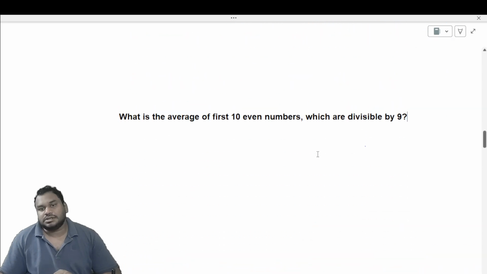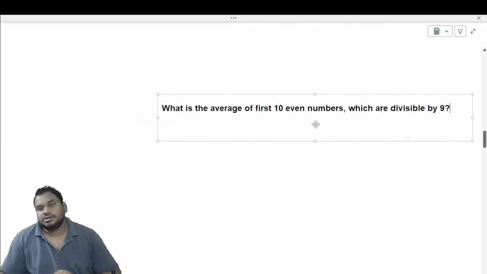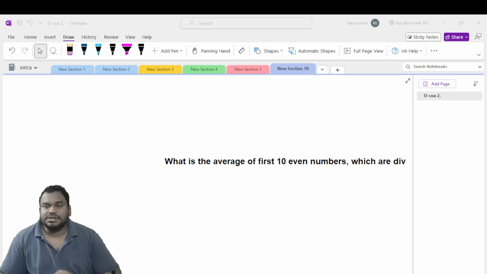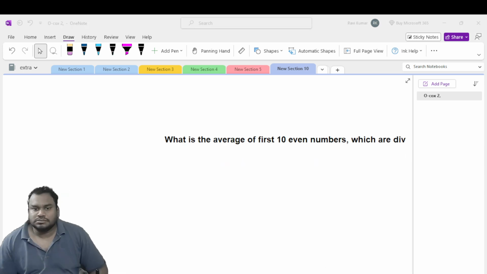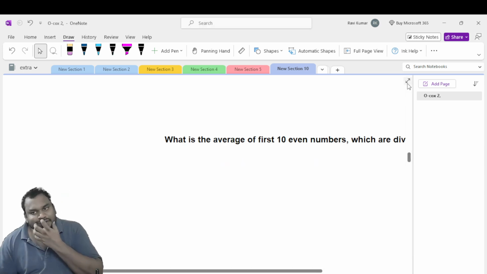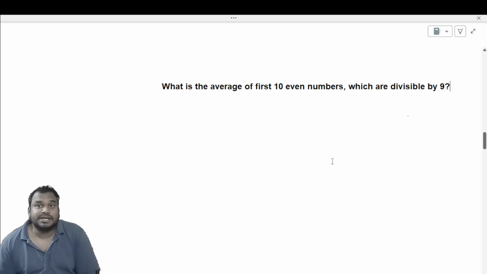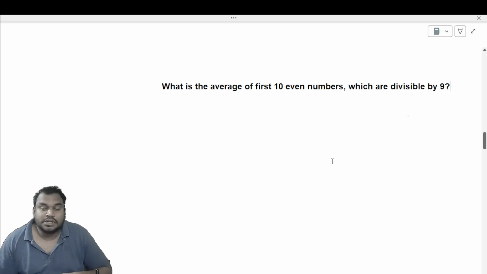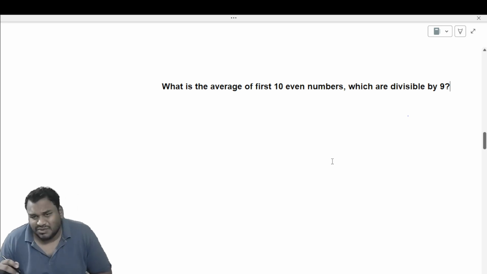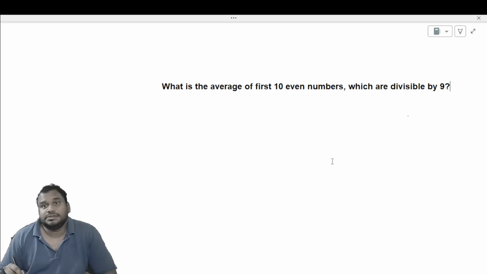Next, what is the average of the first 10 even numbers which are divisible by 9? Okay, what is the first even number? Tell me. 2.